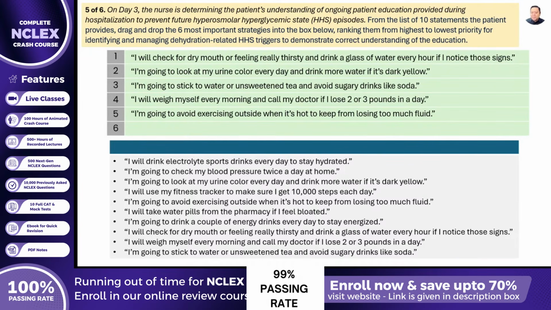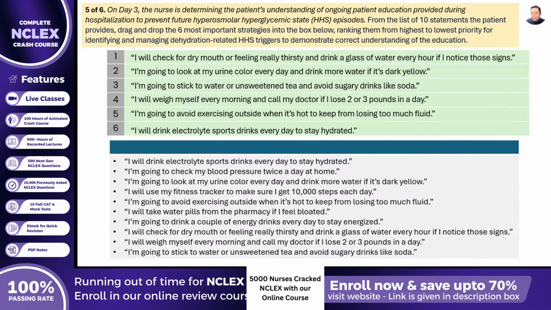And lastly, in the sixth rank, your answer should be this: I will drink electrolyte sports drinks every day to stay hydrated. This one is okay, but it comes with a caution because sports drinks can help replenish electrolytes, which is helpful after an illness like HHS. But doing this daily may not be necessary and could add unnecessary sugar or sodium, especially for a diabetic patient. That's why it's at the bottom of the top 6, because it shows the patient kind of gets the idea, but the details need fine-tuning here.